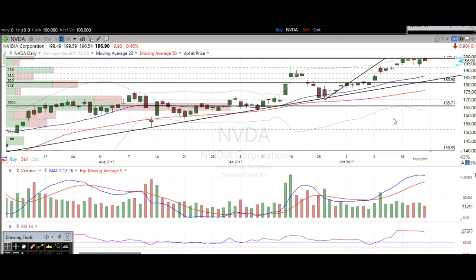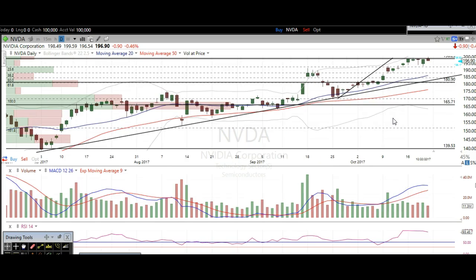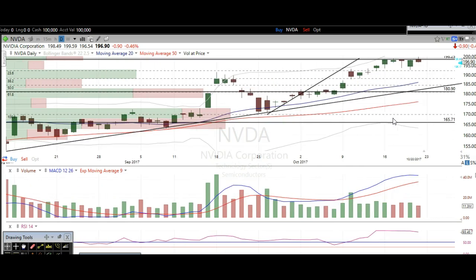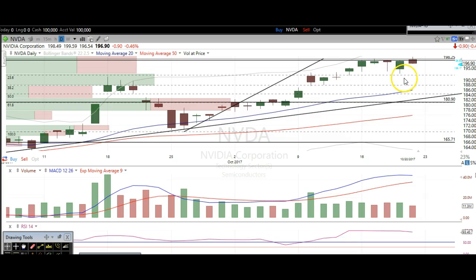In NVDA, longer term, we're very bullish on this stock. But like we mentioned last week, because of the action that we're seeing up here, we think it's due for a little bit of a pullback, and I'm going to go over exactly why. So as you can see, we've got some sideways trading here.